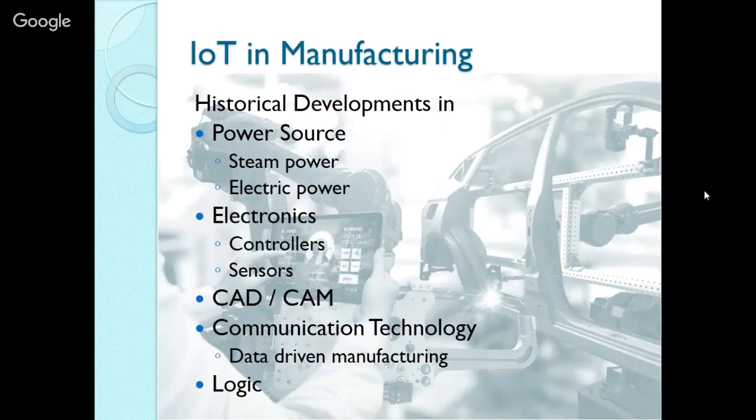If we look at the historical developments, there are many things which have to be looked into. The foremost is the power source. We know that without power, nothing can happen. Then we have the developments in the field of electronics, because that resulted in development of advanced controllers, advanced sensors, miniaturized sensors, signal conditioning, as well as computer systems. So the software part is also dependent upon electronics. Then there are developments in computer-aided design and computer-aided manufacturing, and communication technology, which has resulted in data-driven manufacturing, and logic.